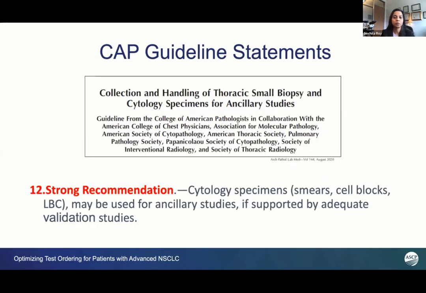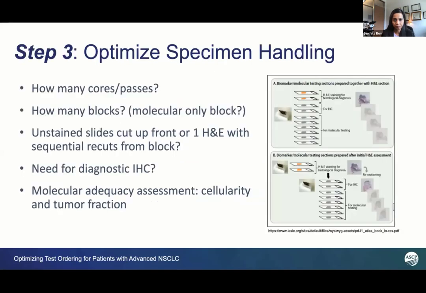And this was also reiterated in the guideline that I mentioned that was published last year. There's a strong recommendation for the use of cytology for ancillary studies as long as they're adequately validated. So step three is optimizing the specimen handling, because this again is very dependent on the practice that you're in, the institutional guidelines you have.